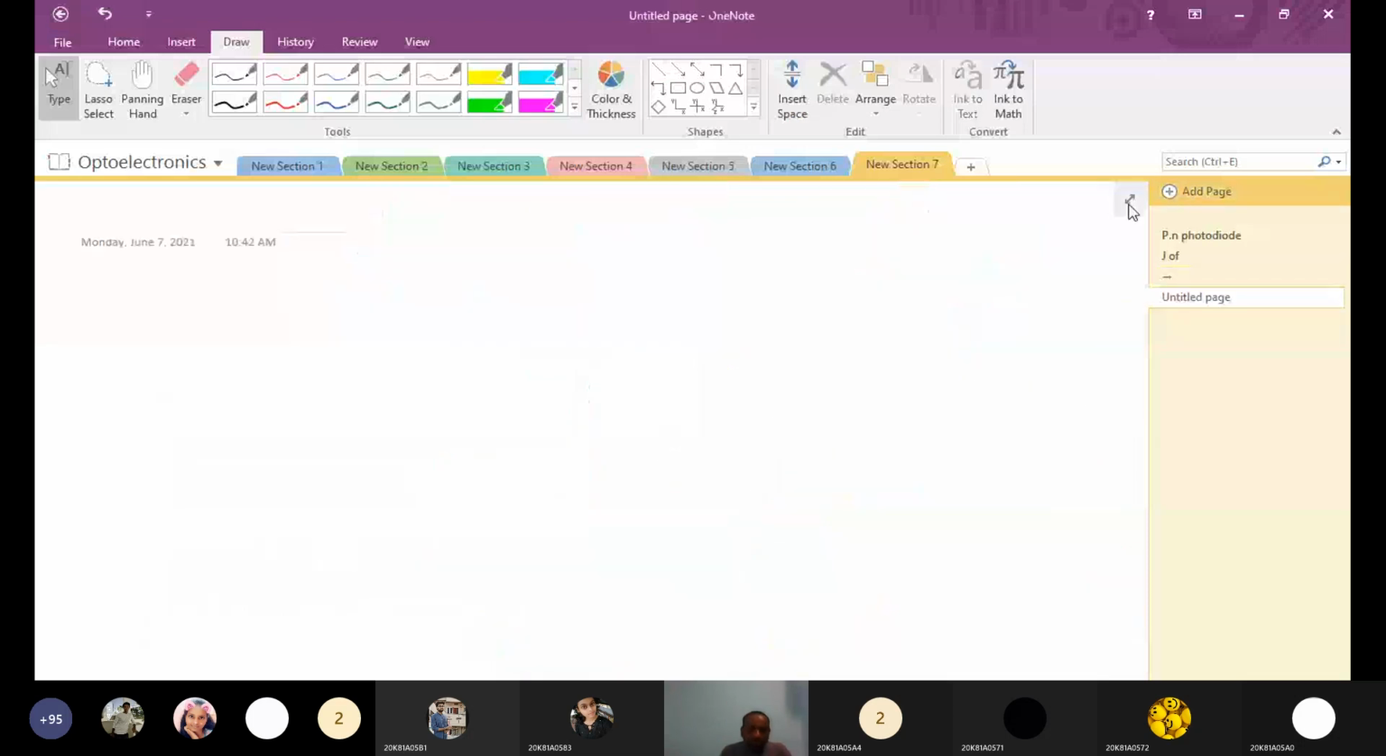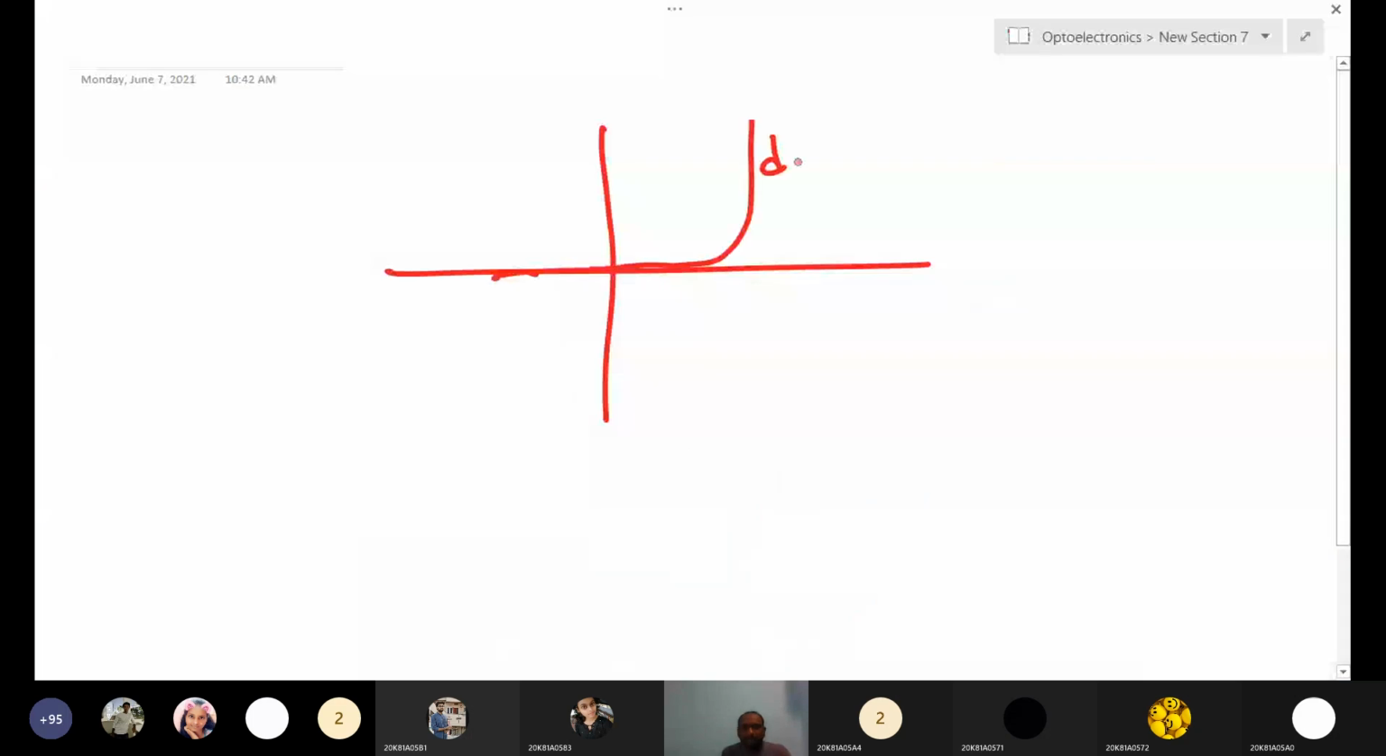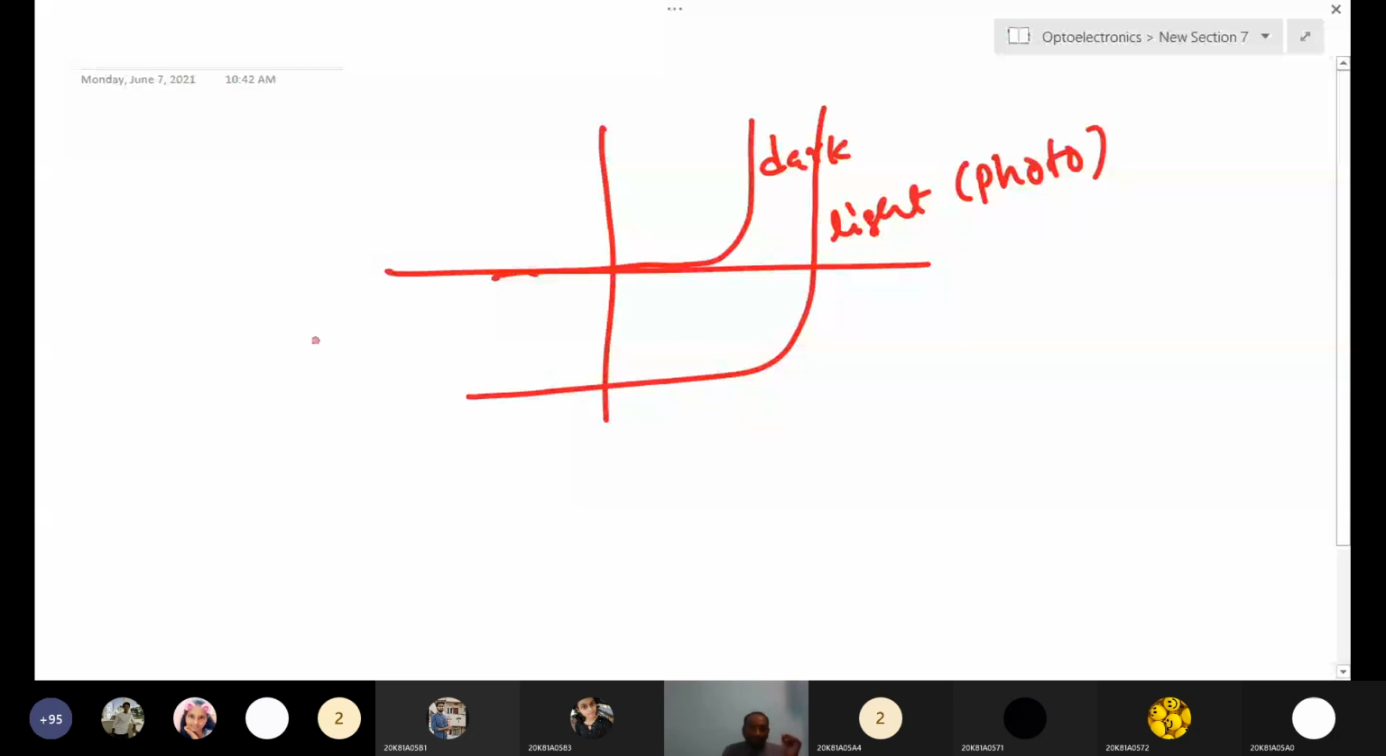Suppose, as we have discussed just before, this is the dark current. I am drawing the dark curve again. And when you shine light, there is a current here. This is the light current, or photo current, whatever you call it. If you increase the light intensity, the VOC will not change. Only the ISC will change.